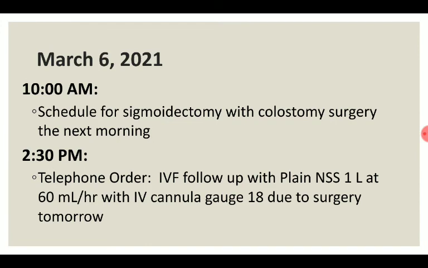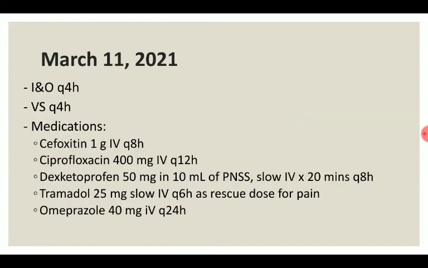On March 6, 2021, at 10 a.m., the doctor ordered for her to be scheduled for sigmoidectomy and colostomy surgery the next morning. At 2:30 p.m., through telephone order, IVF was followed up with plain NSS 1 liter at 60 milliliters per hour with IV cannula gauge 18 due to surgery tomorrow.